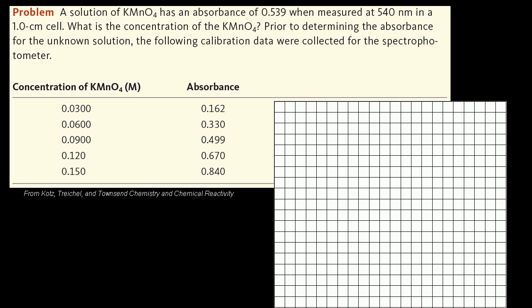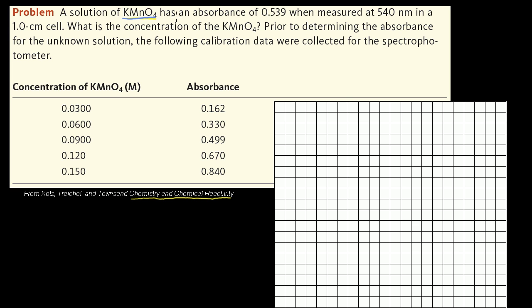Let's see if we can tackle this spectrophotometry example. I took this from the Kotz, Treichel, and Townsend Chemistry and Chemical Reactivity book, and did it with their permission. So let's see what the problem is. It says a solution of potassium permanganate. Potassium permanganate. Let me underline that in a darker color.